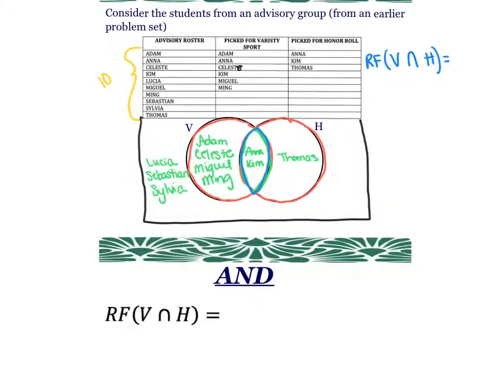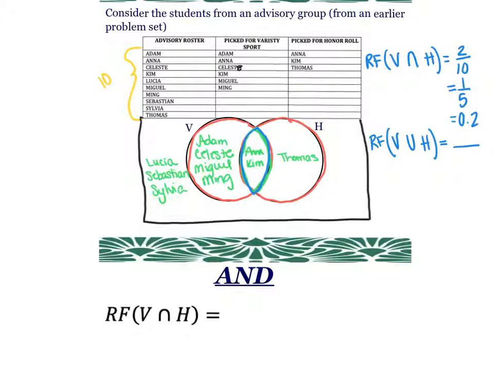Now, since I have done my Venn diagram already, I can see that 2 out of the 10 students, or 1 out of 5, or 0.2, 20%, of the people from my advisory group are varsity sport and honor roll. This is small enough to count. Now let's find the relative frequency that a person from this advisory group is on a varsity sport or on the honor roll.